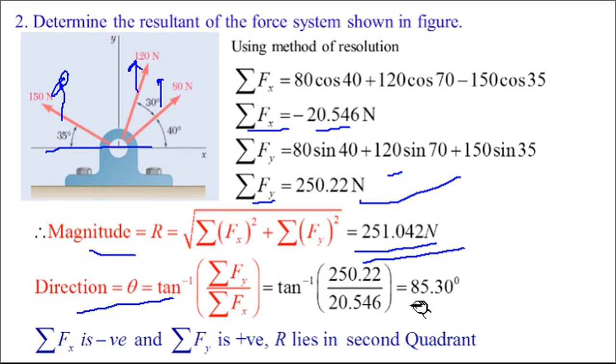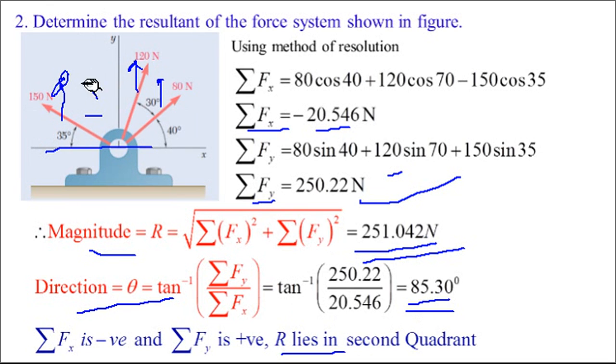So in this way find out the magnitude and direction of the resultant. Direction means what? Angle. Here you can see Fx is negative and Fy is positive. Where will the resultant R lie? Fy positive, Fx negative means second quadrant. So your R will lie in the second quadrant.